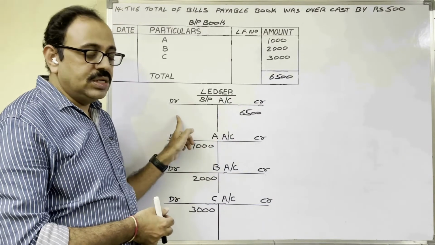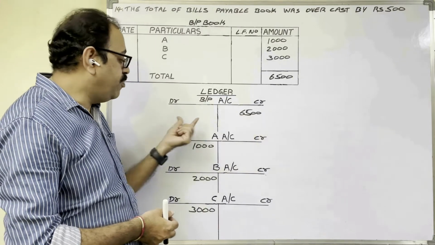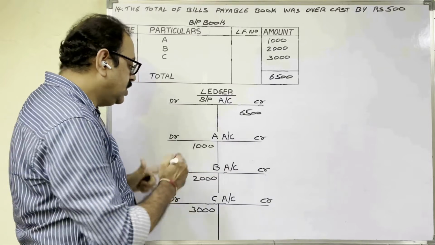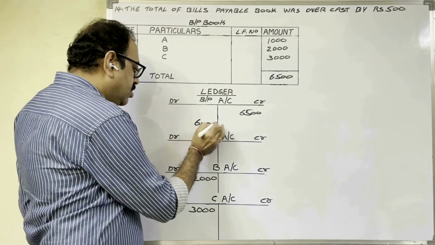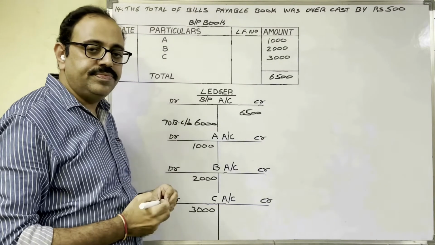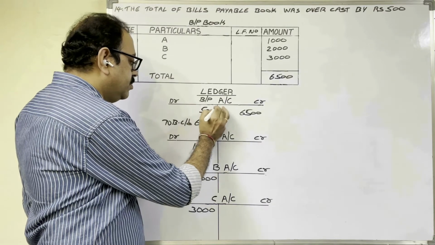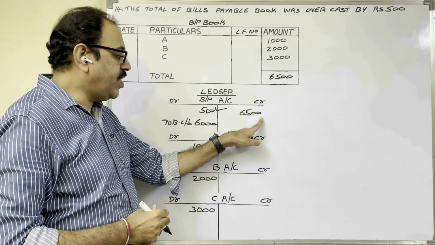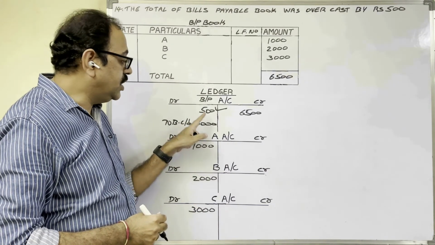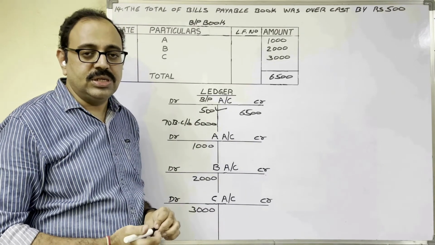How to rectify this? 6,500 is credited. Then balance carried down will be 6,500. But the correct amount is 6,000. We need 6,000 as balance carried down. Then 500 we should write on the debit side. Then 6,500 minus 500 is equal to 6,000 rupees. Our answer is bills payable account should be debited with 500 rupees.